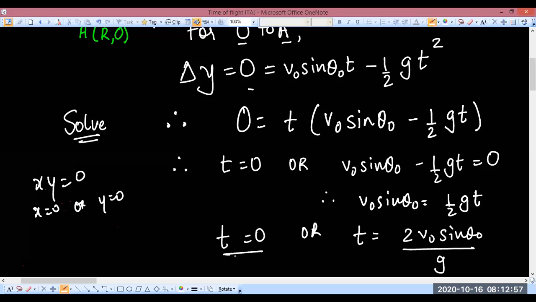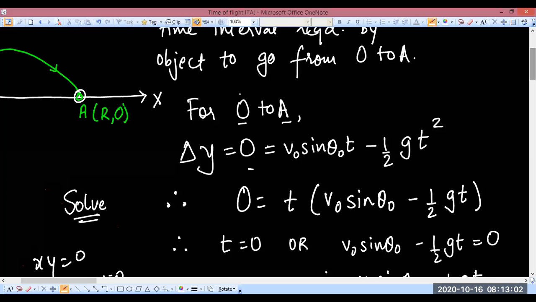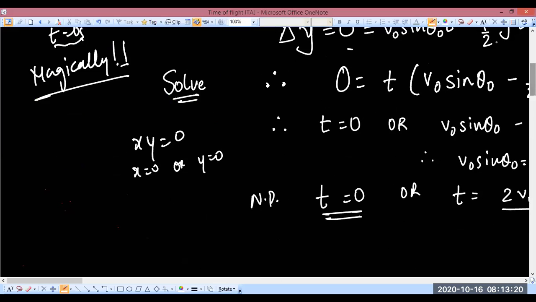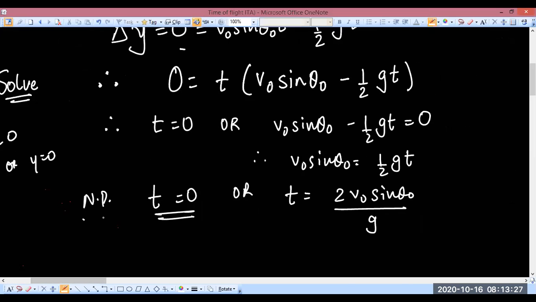Now clearly this is not possible because we are trying to find the time to go from O to A. Do you think that in 0 seconds, in 0 time, it comes from here to here, magically appearing and disappearing, right? So that's obviously not going to happen. Clear? So this is why this answer is not possible. So forget it. This is your correct answer.